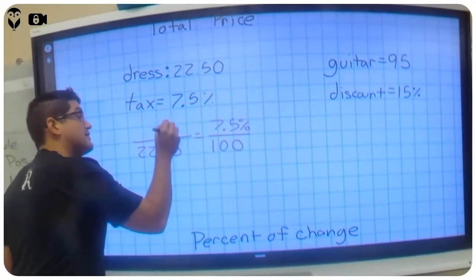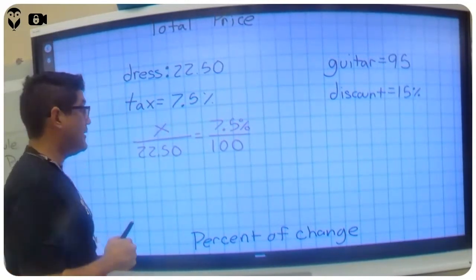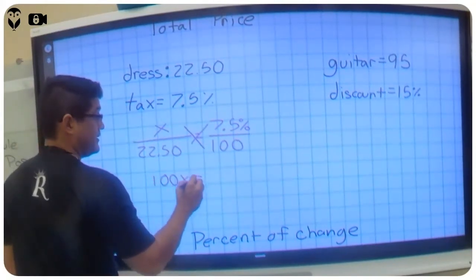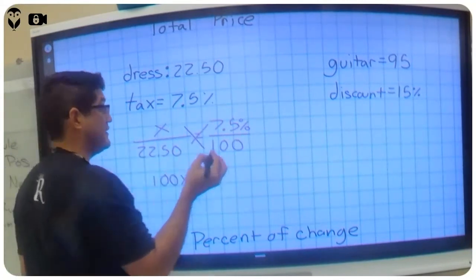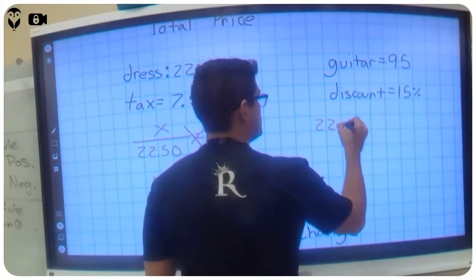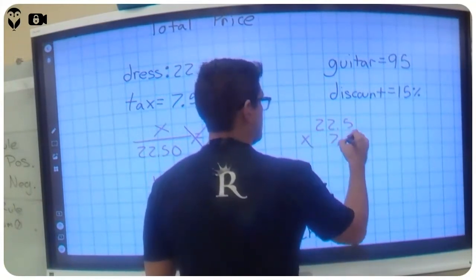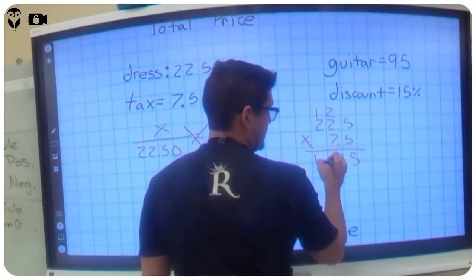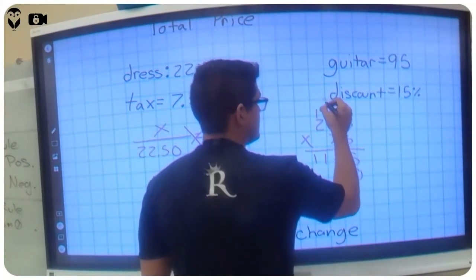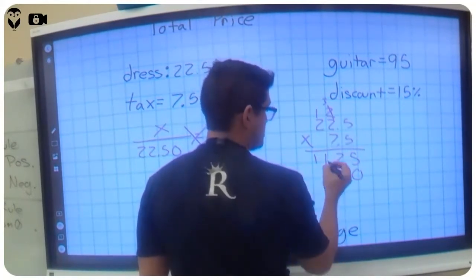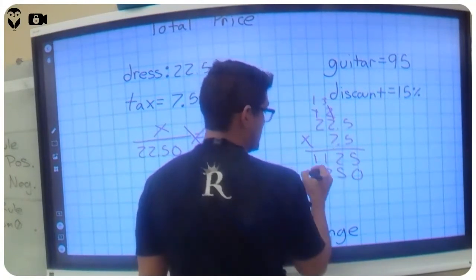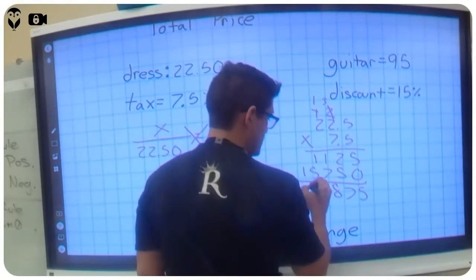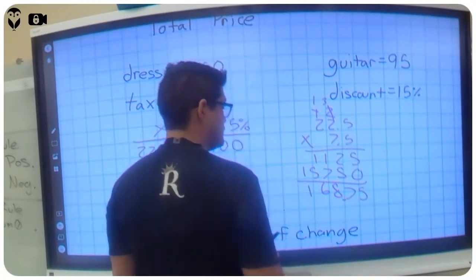So let's find out what it is. This is the change. Okay? So we cross multiply, and now we have 100x equals whatever 7.5 times 2250 is. Multiplying, much easier for everybody. So 22.5 times 7.5, that's going to be 25. That's going to be 12. That's going to be 11. That's going to be 35. That's going to be 14 plus 3, 17. And that's going to be 14 plus 1, 15. 5, 7, 8, 6, 1, with two numbers behind the decimal point, 168.75.